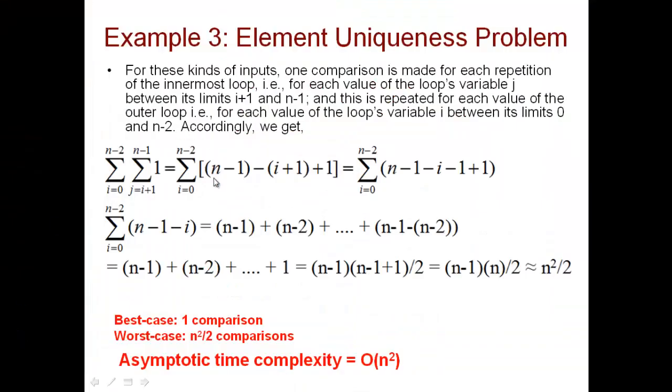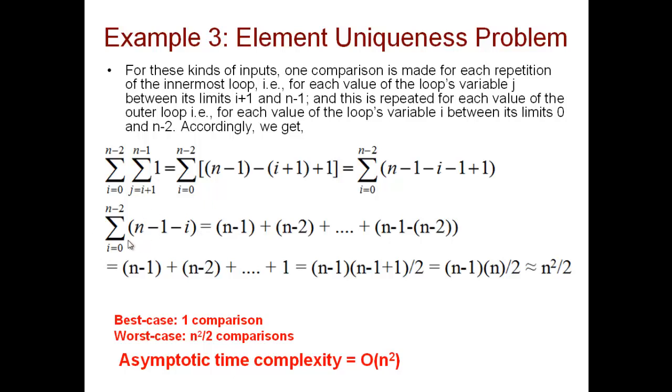So you have n minus 1 minus, I'm taking the minus inside, so it's minus i minus 1 plus 1. Now this negative 1 and 1 can cancel off. So it's n minus 1 minus i inside the summation. Now the outer summation goes from i equals 0 to n minus 2. So now we have to solve this summation.